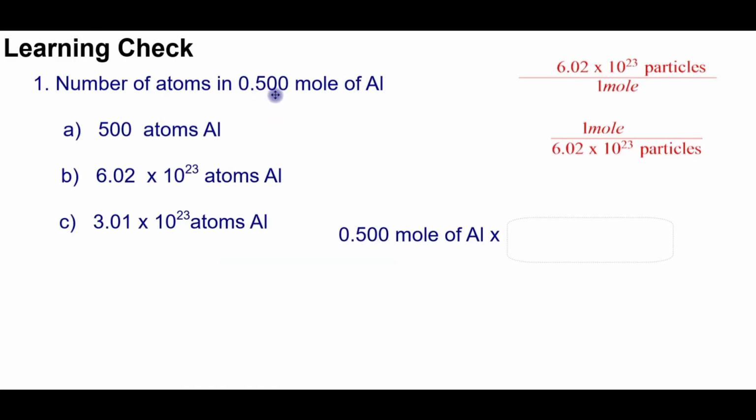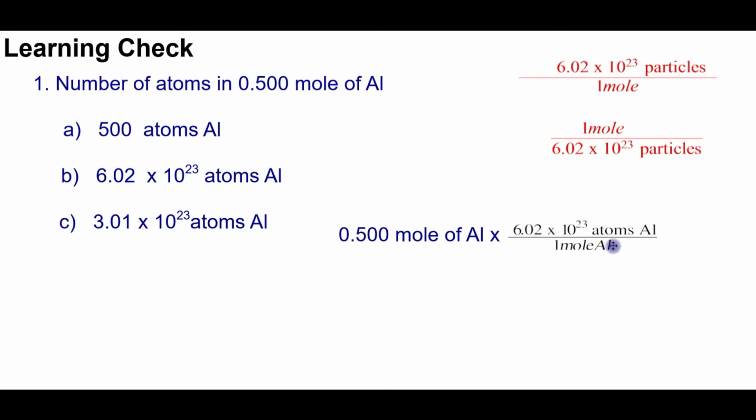We have a given 0.500 moles of aluminum, and we want to know how many atoms. I do suggest that you include the zeros here because those are significant and they will help you figure out how many significant figures your answer has. We need to use one of these two, and because I have moles here, I'm going to want moles on the bottom.